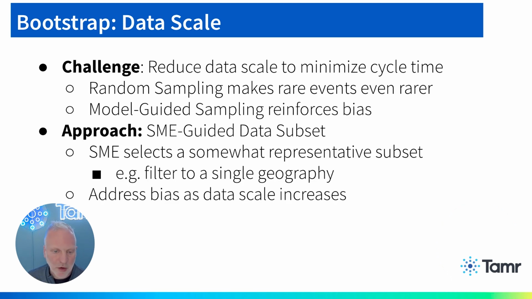So the subject matter expert selects a somewhat representative subset. This is only somewhat representative. It doesn't need to be perfect. We will address bias in the data as the scale increases. And a common example here is to filter to a single geography, maybe start with a single city.